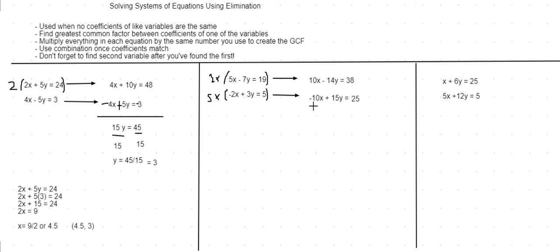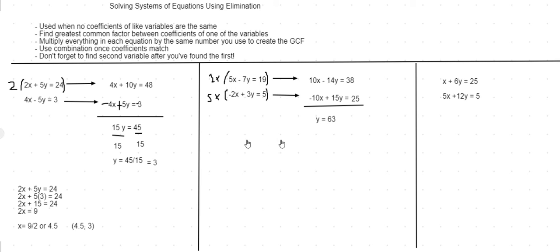So now that we got that, we would go here. Let's combine them. The 10x's cancel. Negative 14 and then a 15y actually just makes y. 1y is left. That would equal, if we add them together, 38 plus 25. That's a big old number. That's a 63 for you. So y is 63 in that circumstance.